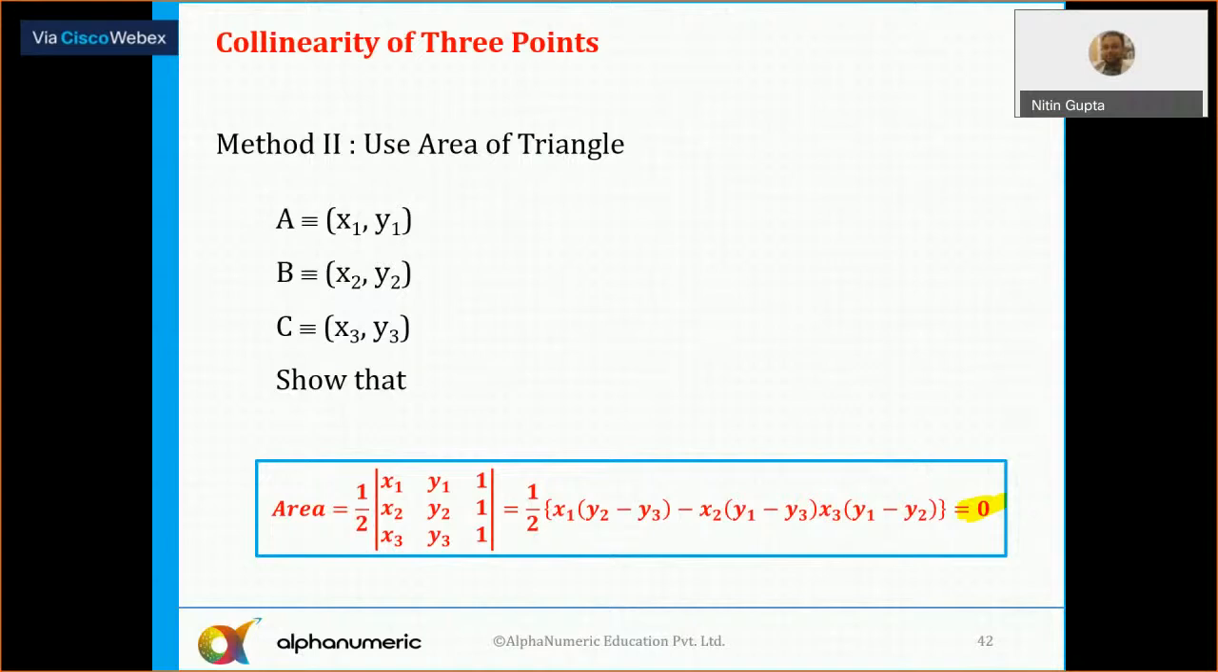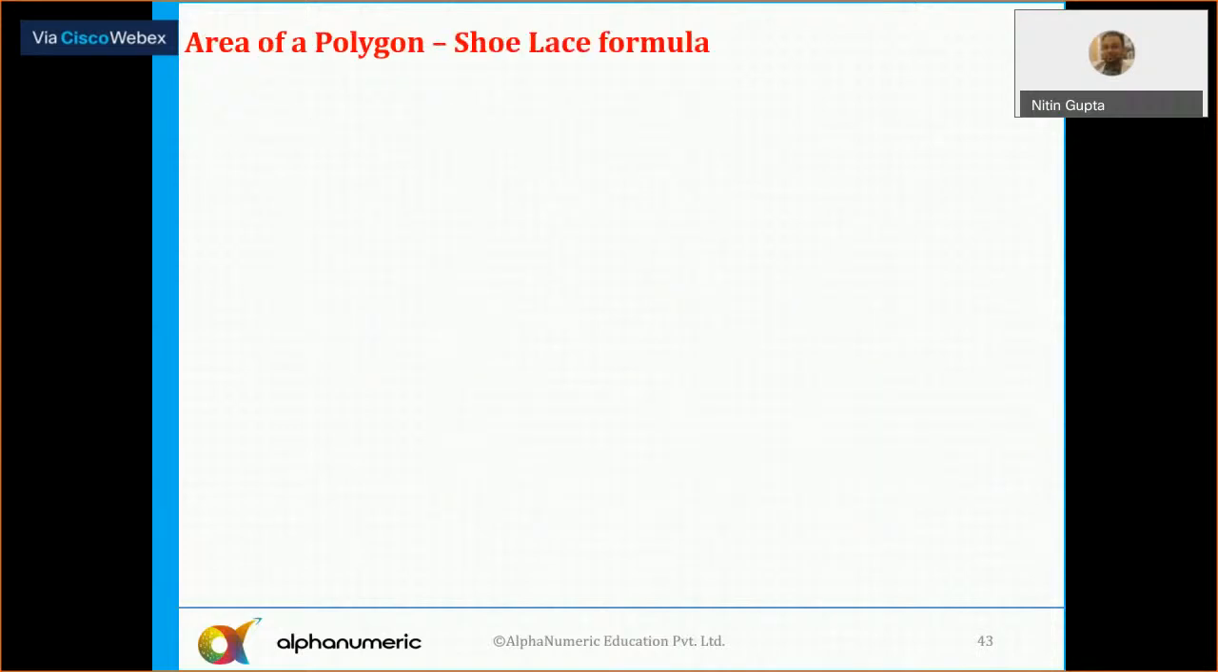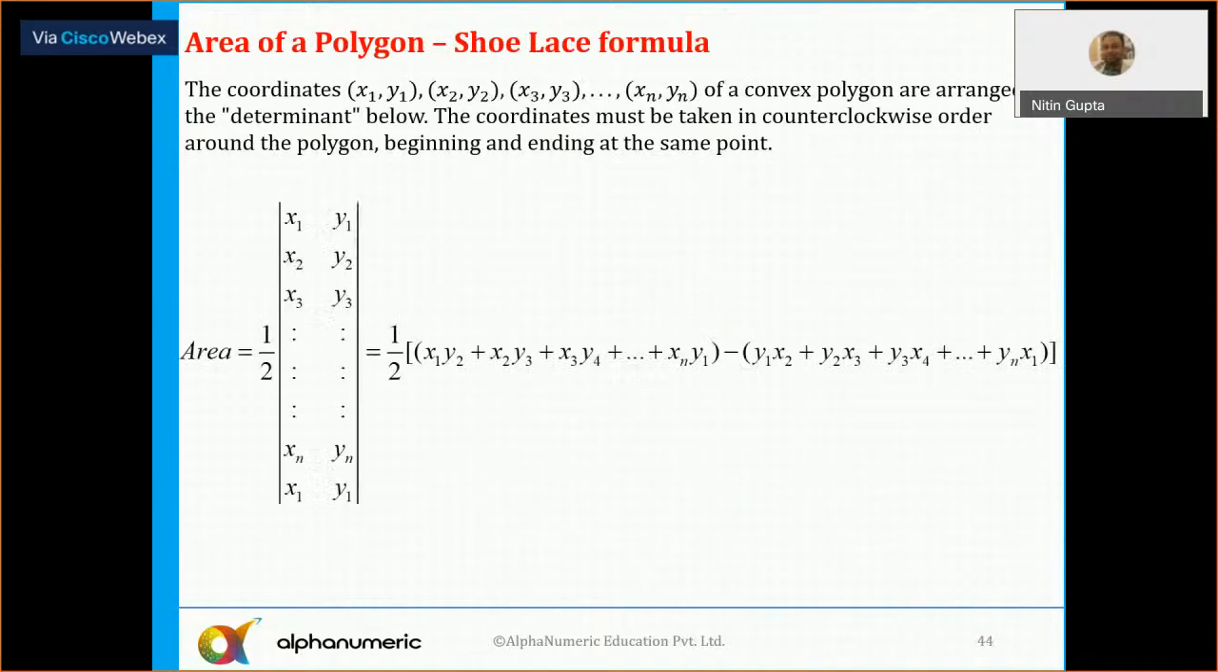Okay, let's move to the next slide then. Area of a polygon. I'll prefer using the Shoelace formula, not the earlier one. If there is any convex polygon and the points are arranged in a particular order, x2, y2, x3, y3, and so on till xn, yn, and in the last x1, y1. It is just like a shoelace: x1 into y2 plus x2 into y3, and so on.